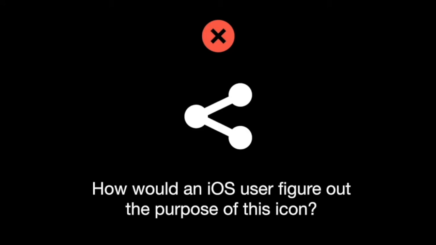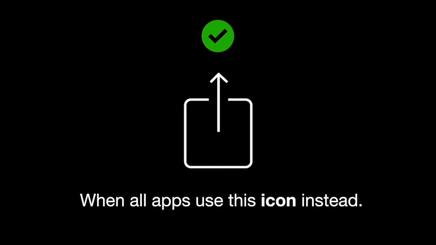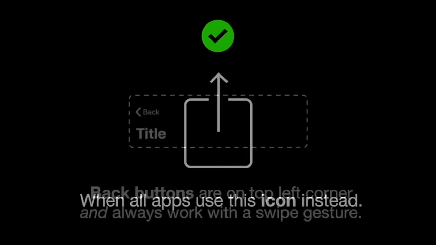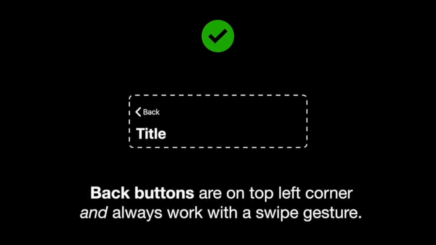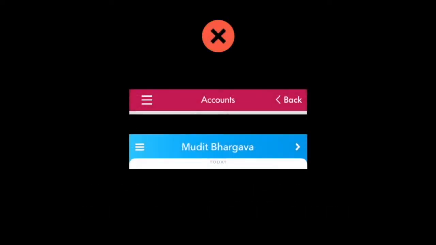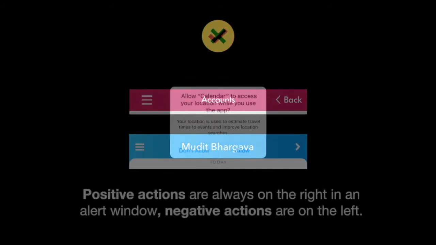A share button like this wouldn't necessarily convey the same meaning to an iOS user when all of the apps use this icon instead. So if you're using that kind of a share button, it's not very intuitive. The user will have to understand that that's a share button. Same with your navigation. The back button is always on the top left corner, and it always has a swipe gesture. That's the system convention. So something like this doesn't look really good. This is weird. You have a back button on the right side. I've never really gotten around to using that.